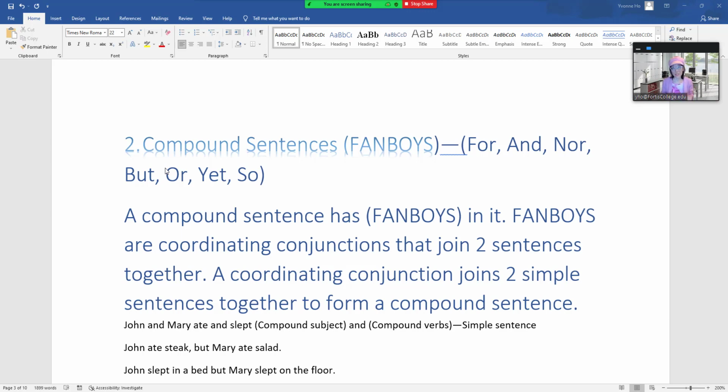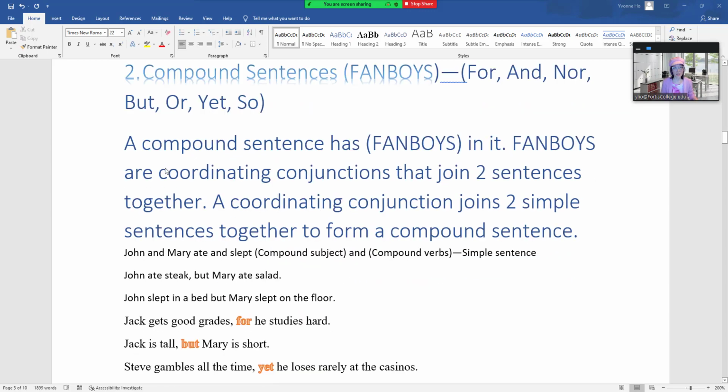So if you have compound sentences, that simply means you have two sentences joined by a coordinating conjunction, FANBOYS: for, and, nor, but, or, yet, so. FANBOYS, okay? So when you have two independent clauses joined by FANBOYS, and you've got a comma before the FANBOYS, you have a compound sentence. So a compound sentence always has FANBOYS in it. FANBOYS are coordinating conjunctions that join two sentences together. A coordinating conjunction joins two simple sentences of equal importance to form a compound sentence.